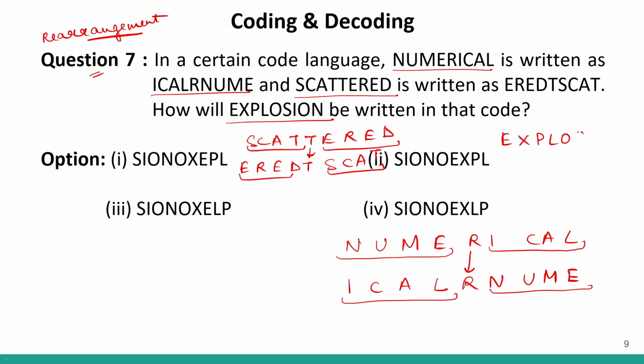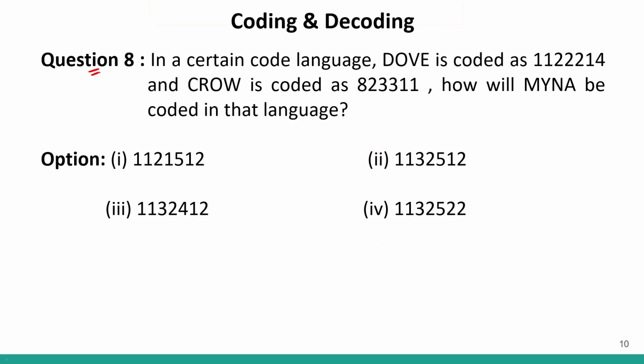Correct? For explosion, the code will be, the middle letter is O, so it will not change position. The last 4 letters which are SION will be written here, and the first 4 letters which are EXPL will be written over here. So this will be your code, which is SIONOEXPL, which is given in option number 2. So option number 2 will be the answer to this question. Clear? Now, moving on to question number 8.